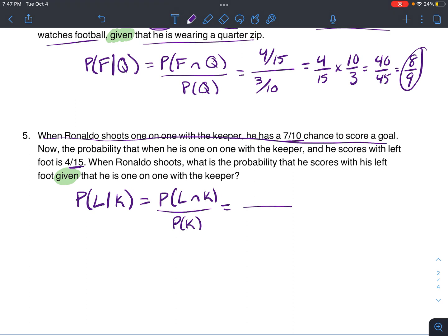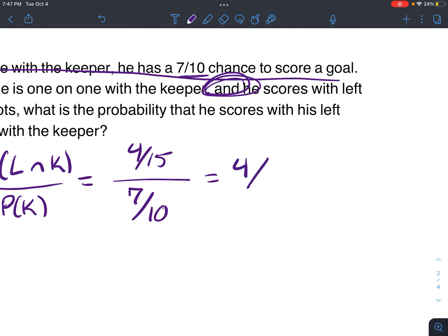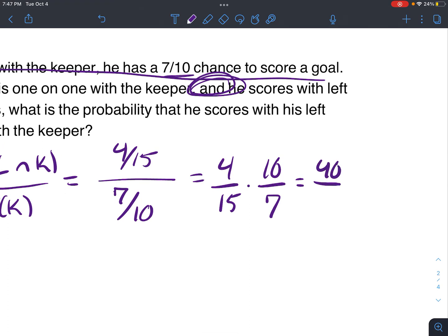So when he shoots one-on-one with the keeper, he's got 7/10. So that's this probability. And when he is one-on-one and he scores with his left foot, that's 4 out of 15. So now it's the same deal. We'll have 4 over 15 times 10 over 7. So that's 40 over 105. So 8 over 21. Yeah, that sounds right. 8 over 21.